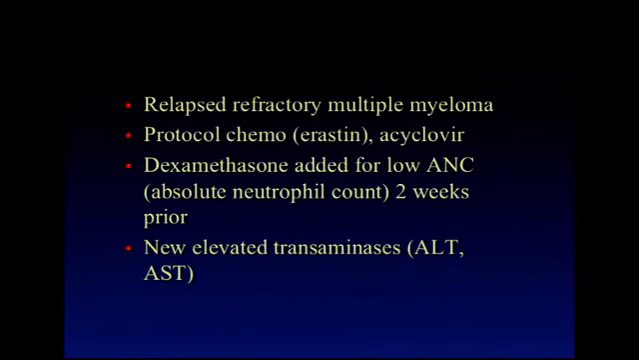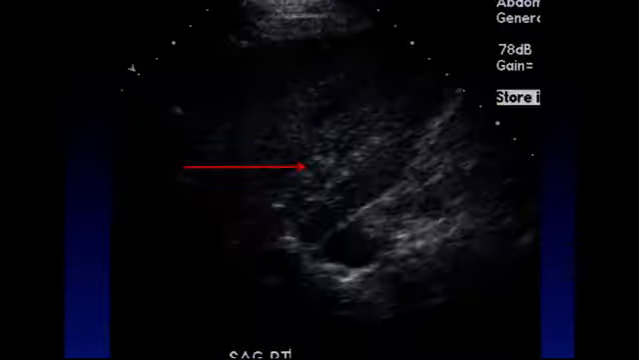So this next patient had relapsed refractory multiple myeloma. He was undergoing chemotherapy, and because a secondary effect of the chemotherapy was to lower his absolute neutrophil count, dexamethasone, a very powerful steroid, was added 2 weeks prior to our seeing him. He came in with new elevated transaminases and minimal symptoms, a little bit of right upper quadrant discomfort.